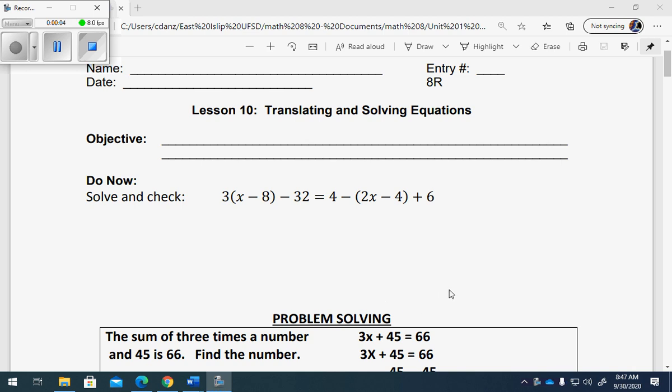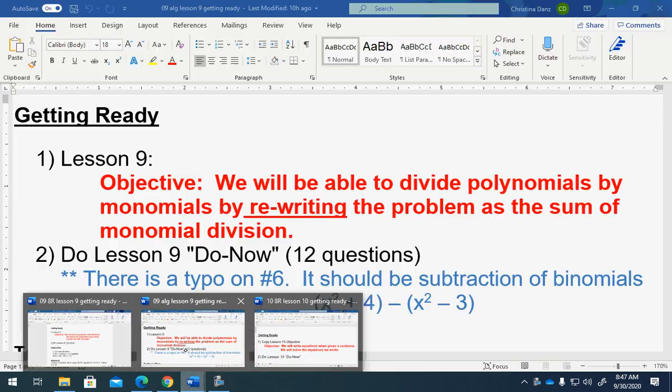So finally we're on to word problems now. You do have to know how to solve equations still in order to do these word problems. We'll be translating the words into an equation and then solving the equation. So your do now is just to solve and check, but let's go look and see what you should write down for your objective.